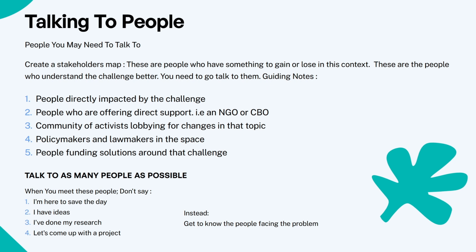You can talk to activists if your problem has activists in that area. Maybe it's something about the law, it's something about a policy. So you may find there are activists out there around that particular policy. Then it does help to talk to the activists, because for them to be activists, there's something that they know, right? So it's good to talk to them. You can talk to policymakers. You can talk to people funding solutions around that challenge.